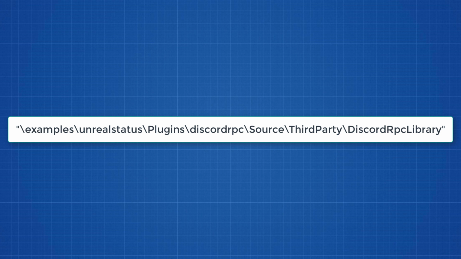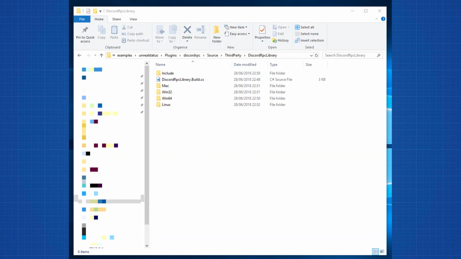Step 8. Head back to Examples, Unreal Status, Plugins, Discord RPC, Source, Third Party, Discord RPC Library. Step 9. Create a folder for the library you've downloaded. Windows 32 is Win32, 64 is Win64, Linux is Linux, OS X is Mac. If you downloaded multiple, you can have multiple here.